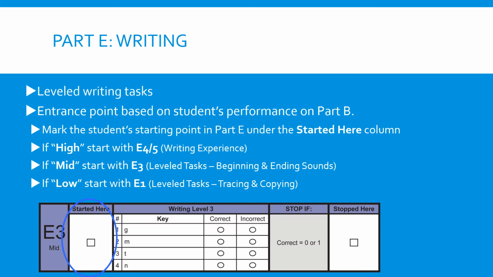Part E writing is a leveled writing task. The entrance point is based on the student's performance on Part B. You will mark where you begin under the Started Here column in Part E. If high, start with E4 and 5, the writing experience. If mid, start with E3, beginning and ending sounds. And if low, start with E1, tracing and copying. Please note that you do not go back to a previous level in Part E if the child cannot successfully complete the level on which you have started him or her.